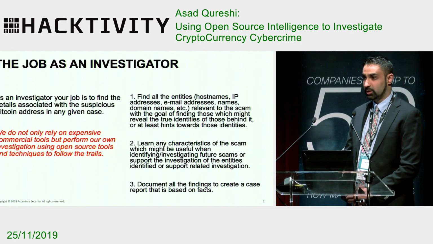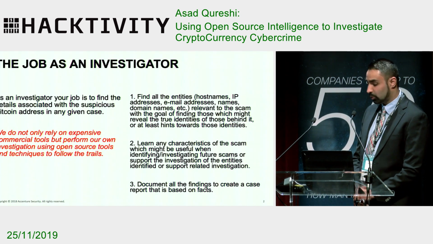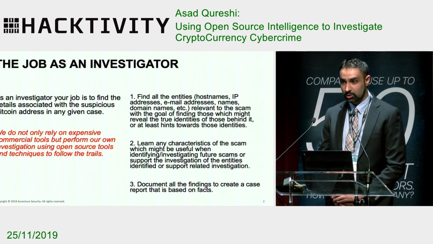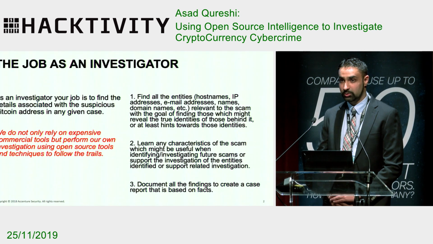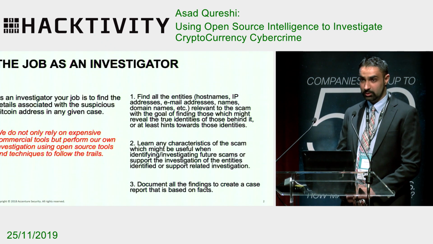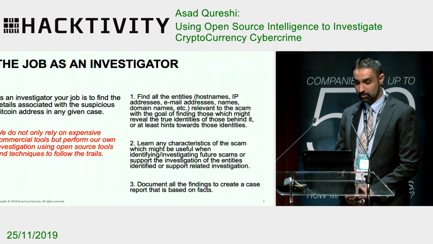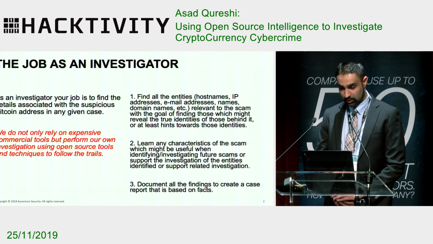We will look at a sample case. So as an investigator, your job is actually to find all the entities related to that particular crime: hostname, IP address, email address, in order to find out who is behind the scam or the crime. Our job is also to document all the findings, which can help us make the case.